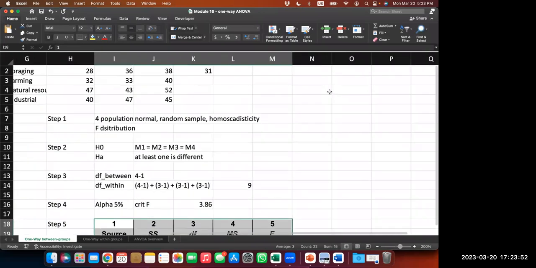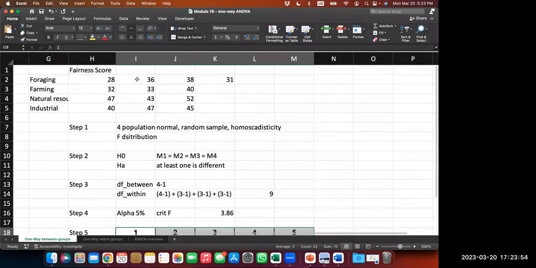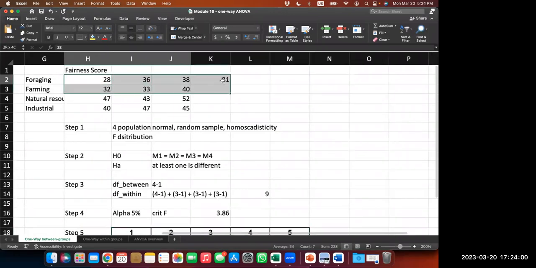Okay, so how do we calculate our sum of squares? First of all, we now have our respective data entries. I also want to give you an opportunity to learn a little bit of Excel, but we've done this already.